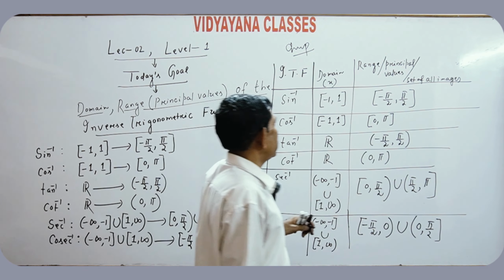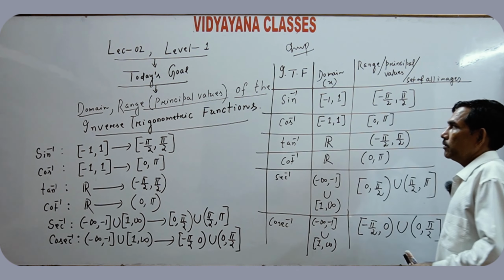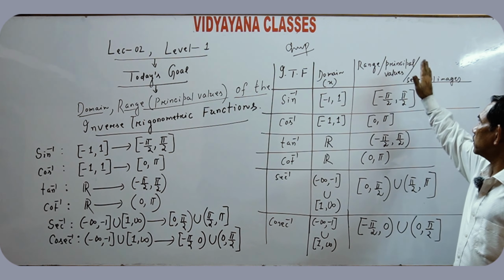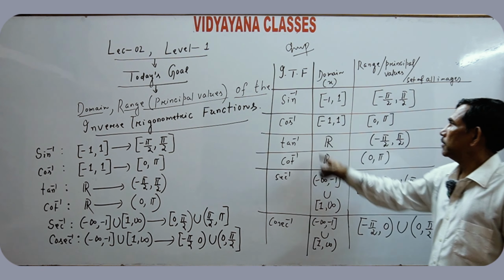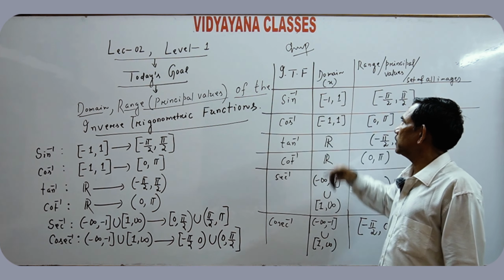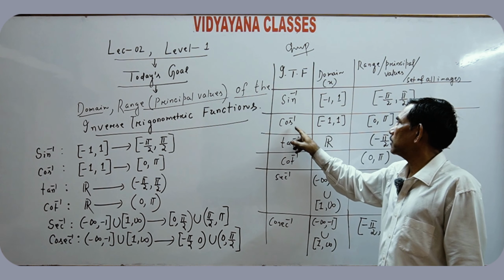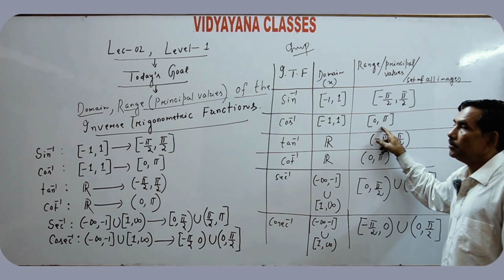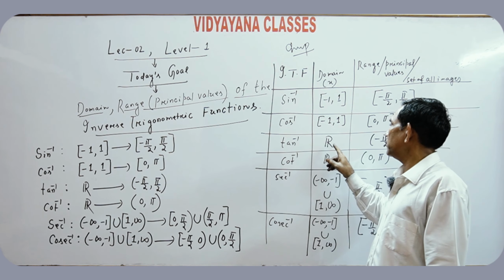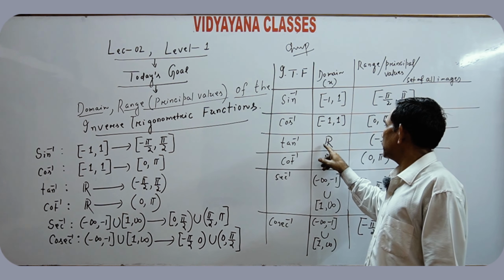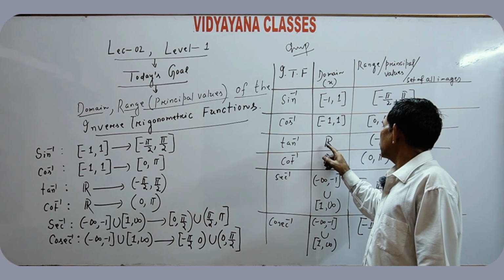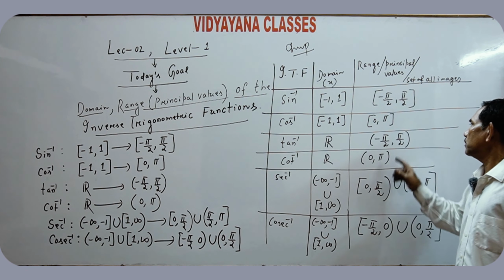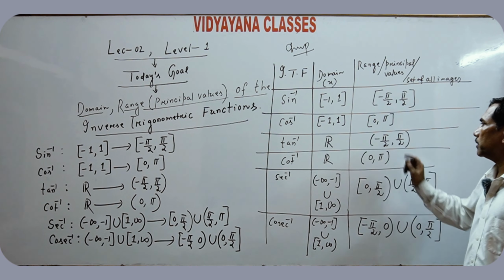to solve the problems. These are the basic inverse trigonometric functions. These are the domain sets. These are the range sets. Sin inverse exists in this interval, gives the range this. Cos inverse x exists in this interval, gives the range this. Tan inverse operates on R, gives the range minus pi by 2 open bracket minus pi by 2, pi by 2.